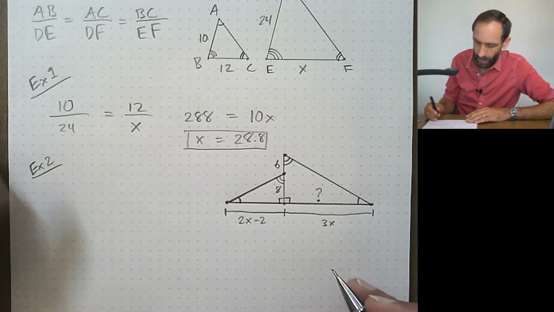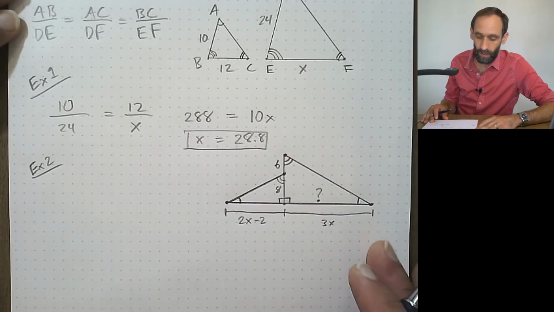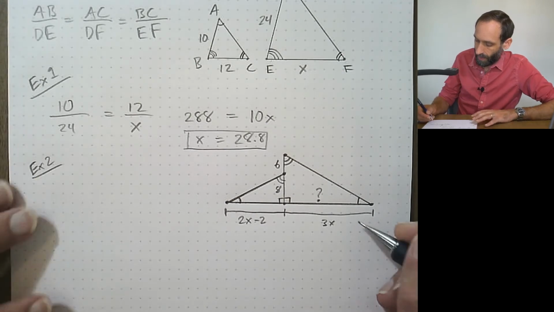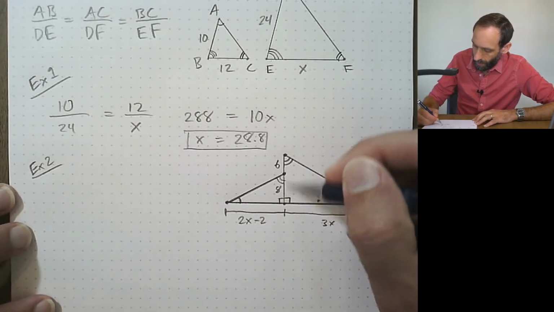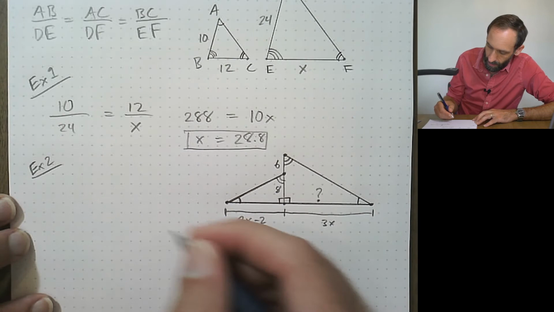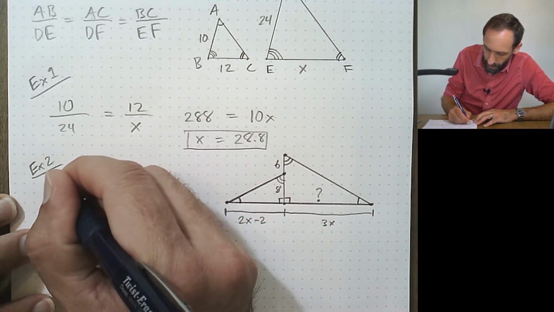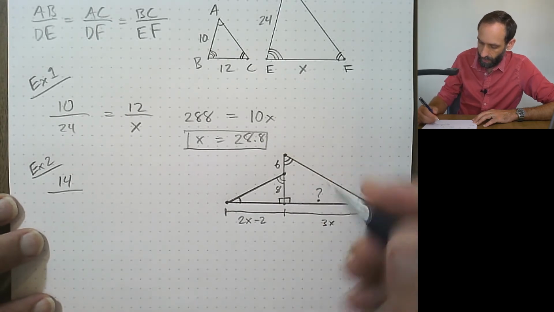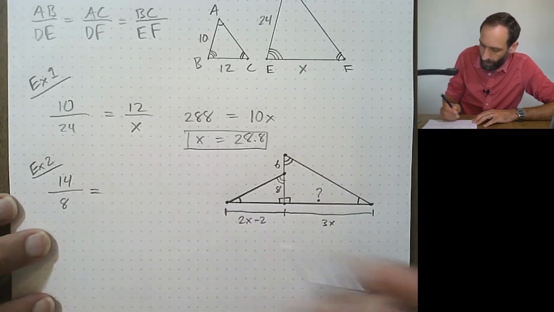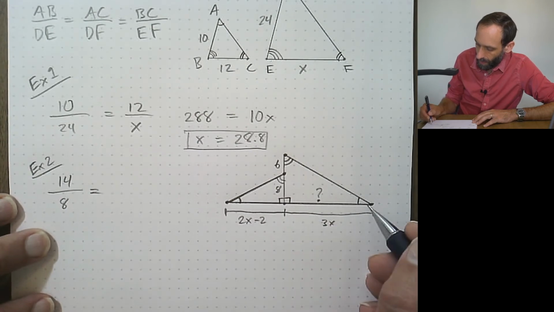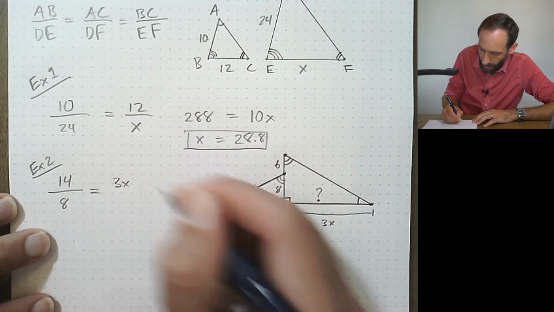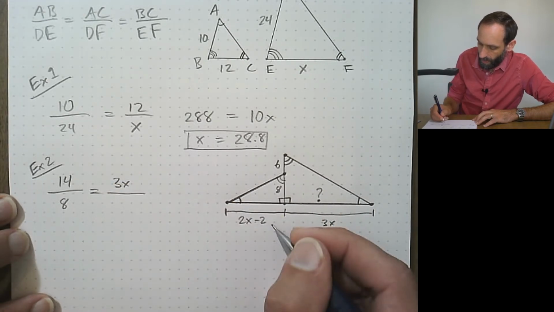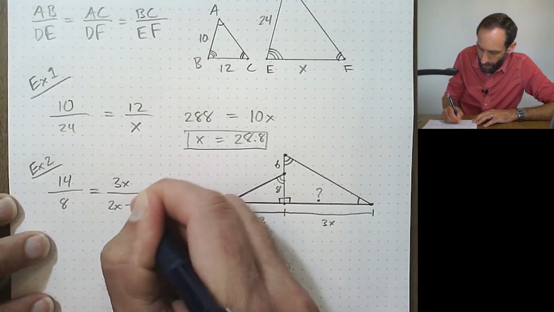Okay, so first of all, we know that we can use this rule of proportionality because these two triangles are similar triangles. Let's look at the bigger triangle. The length of this side is 6 plus 8. So let's see, 6 plus 8 is 14. And the corresponding side on the smaller triangle, that's going to be length 8. Now, the length of the bottom side of the bigger triangle is 3x. And on the smaller triangle, we have the corresponding side, 2x minus 2.